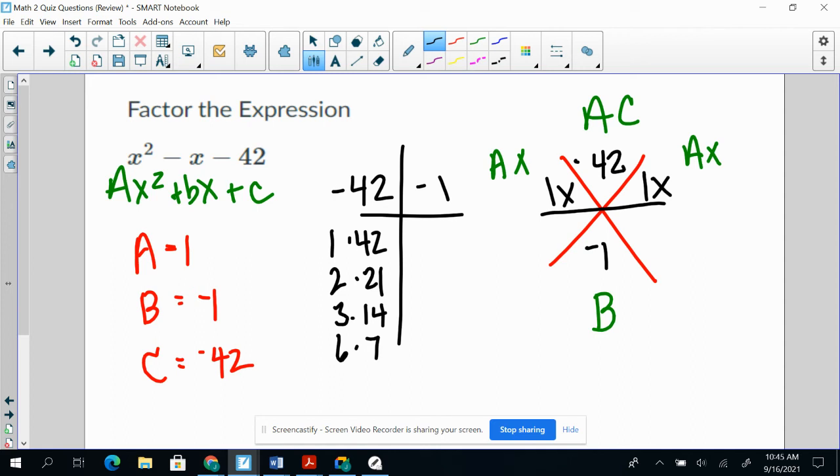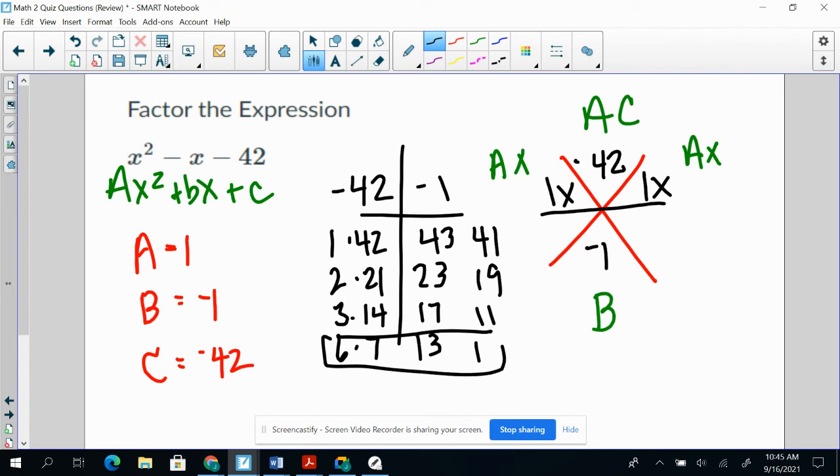If I add 1 and 42, I get 43. If I subtract them, I would get 41. If I add, I get 23. If I subtract them, I get 19. If I add 14 and 3, I get 17 or 11 if I subtract. Add 6 and 7, I'm going to get 13. If I subtract, I'm going to get 1. Now, that 1 is what we were looking for. So we know that this is going to be our factors that we're going to use.